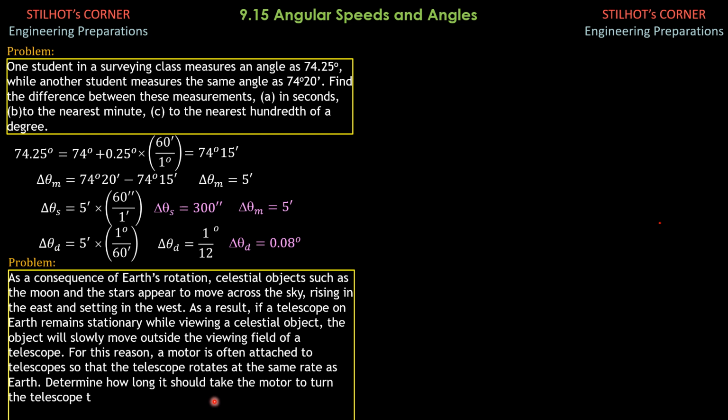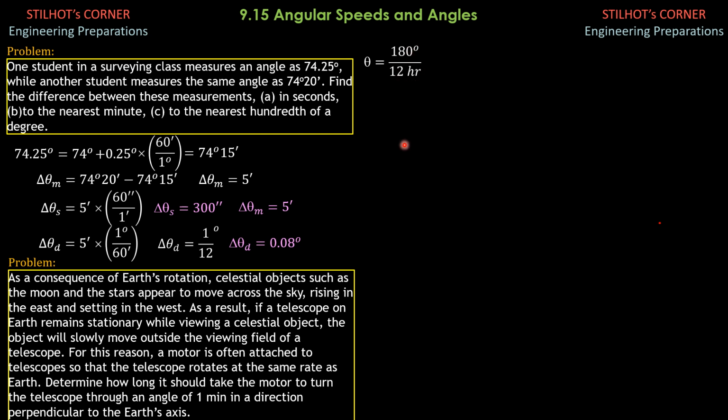Determine how long it should take the motor to turn the telescope through an angle of 1 minute in a direction perpendicular to the Earth's axis. So let's convert this 1 minute angle into something which we can compute. It should probably be in minutes per second, so that we can compute the time in seconds also. So theta is equal to 180 degrees per 12 hours.